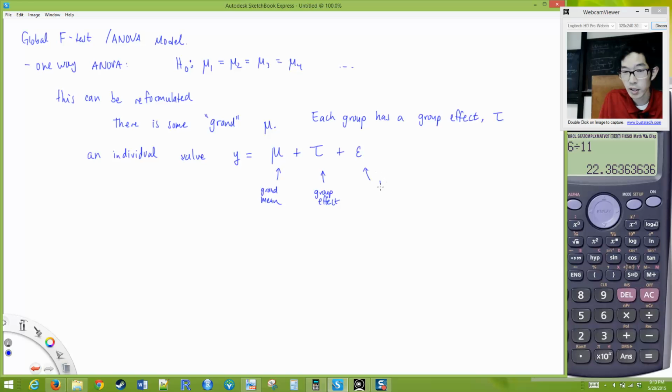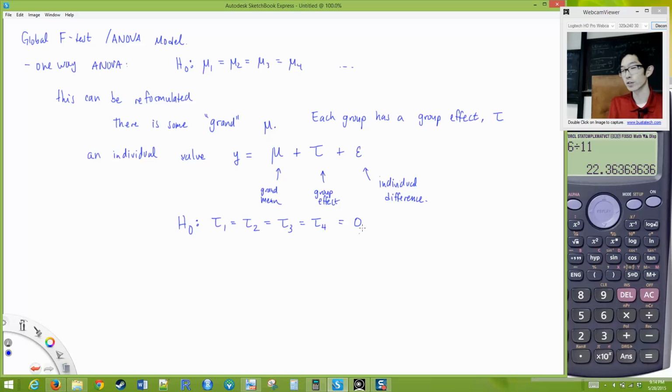And so our null hypothesis can be that tau 1 is equal to tau 2, equal to tau 3, equal to tau 4, and they are all equal to 0, saying that each of the group effects are 0. Does this reformulation kind of make sense? It just feels weird right now. Here, let me try this.